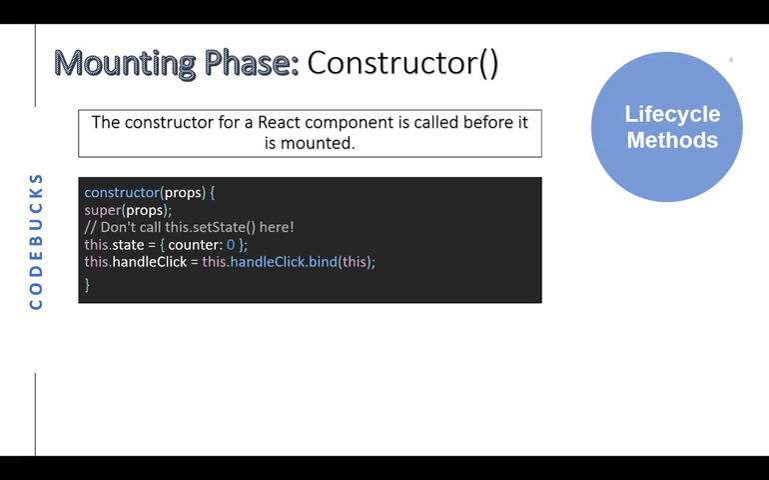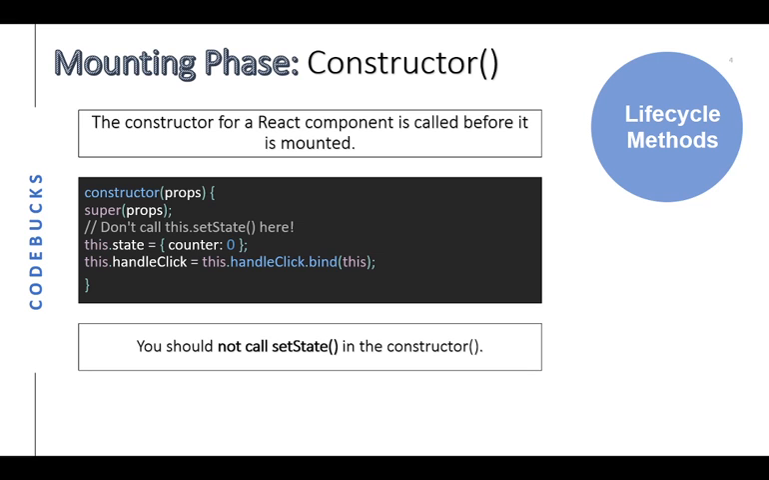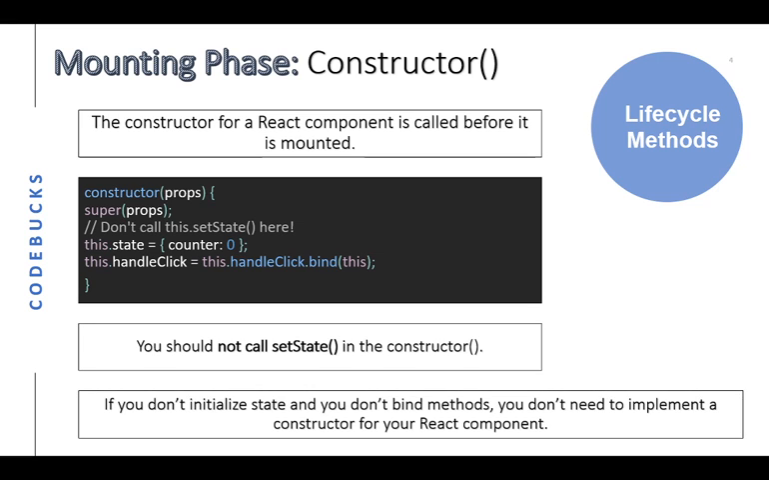React constructors are only used for two purposes: initializing a local state by assigning an object to this.state, and second, binding event handler methods to an instance. Remember, you should not call setState in the constructor method. And if you don't initialize state and you don't bind methods, you don't need to implement a constructor for your React component.